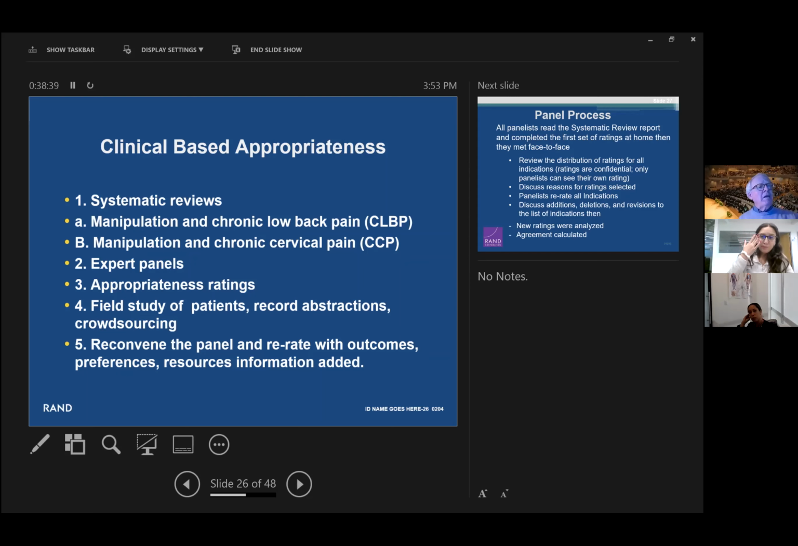And then we enrolled patients, chiropractic patients. We followed them for 4 months. We interviewed them every 2 weeks. So I think that's 8 data points, I think. And we got data on outcomes and satisfaction and preferences and so on, right? And then we abstracted their patient file and calculated the appropriateness of care.